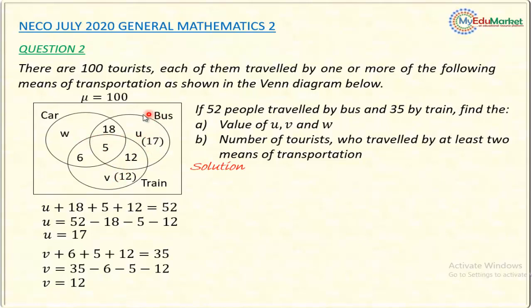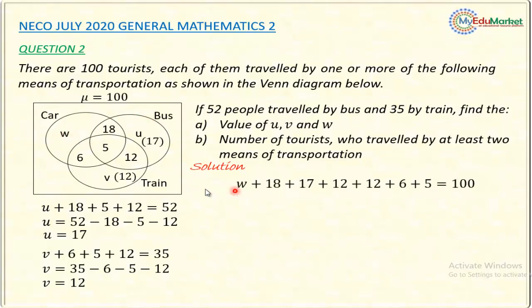So I can add all the three cycles, and I can now set they are equal to 100, because that gives me the total number of tourists. So everything added in the three cycles and equated to 100 will let me get my W. So let me do that.